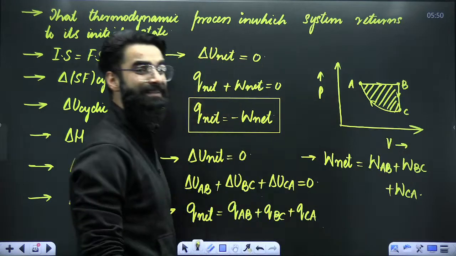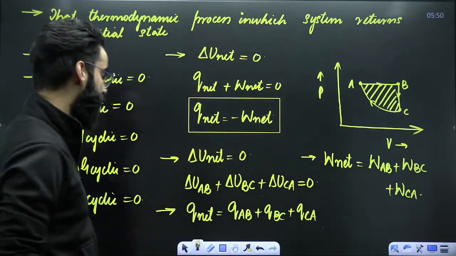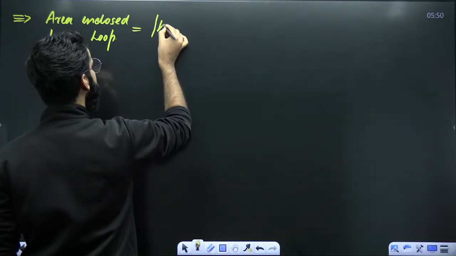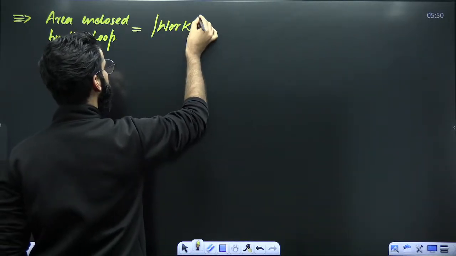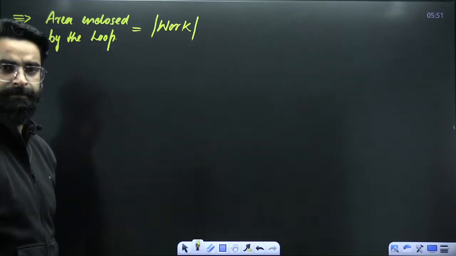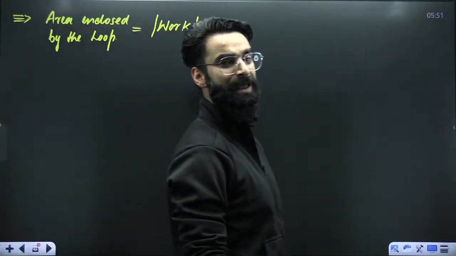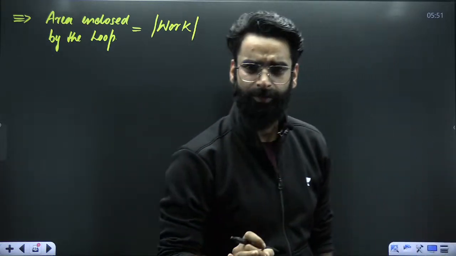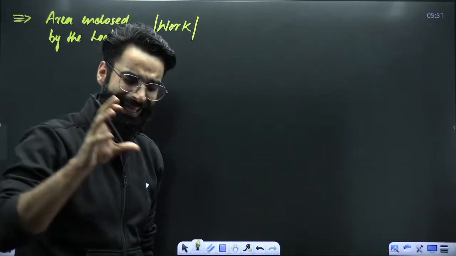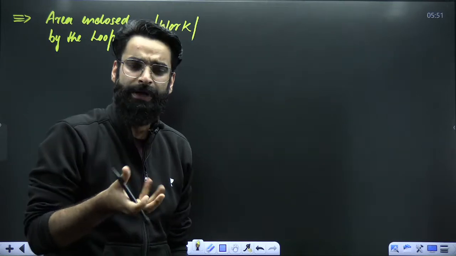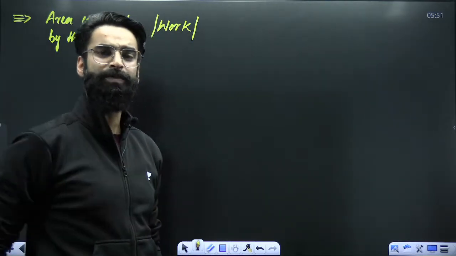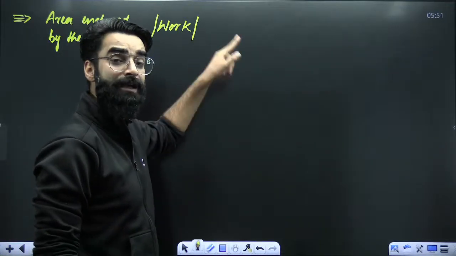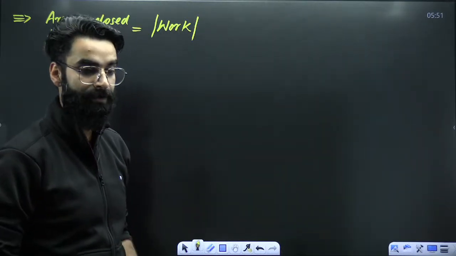Whenever you calculate the area enclosed by the loop, it always gives us the magnitude of work done during the overall process. Whenever you need to calculate the magnitude of work during a cyclic process, you just have to calculate the area which is enclosed by the loop. That is going to give you the magnitude of work done during the cyclic process, right?